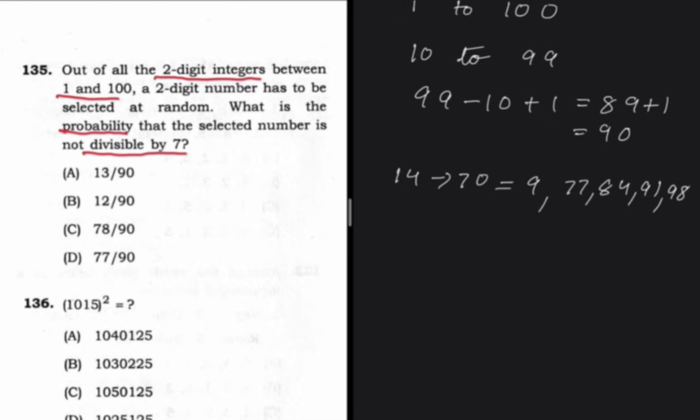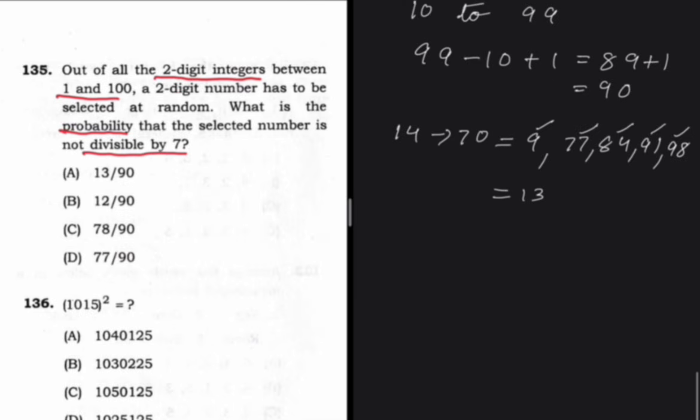So how many multiples are there? 9, 10, 11, 12, 13. So we have 13 multiples of 7 between 10 to 99. So we'll subtract 90 minus 13, we have 77. So the probability here will be the favorable outcome, that is 77, divided by the total outcome, that is 90. Hence the probability is 77 by 90, which is option D, the correct answer.